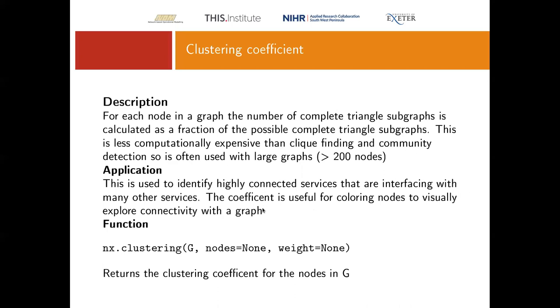And it's also, again, a useful one for being able to color nodes to see how they group together and visually explore the graph. And that's simply implemented in NetworkX using the function clustering. And again, you just pass in the graph object, the whole graph, and it will look across the whole graph for this. You could do a subset of the graph using nodes and also pass in a weight attribute if required. And it will return a vector of the clustering coefficients for all of the nodes in G.